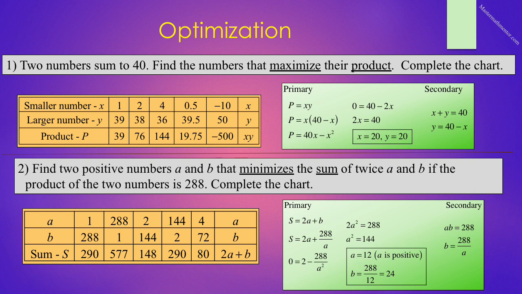You should confirm to yourself that these two numbers, 12 and 24, represent the minimum sum of twice a and b. If we look at twice a plus b, we get 48. And it's clear by our chart that there are combinations that give us larger values. In this case, there is no maximum sum of twice a and b, only a minimum.